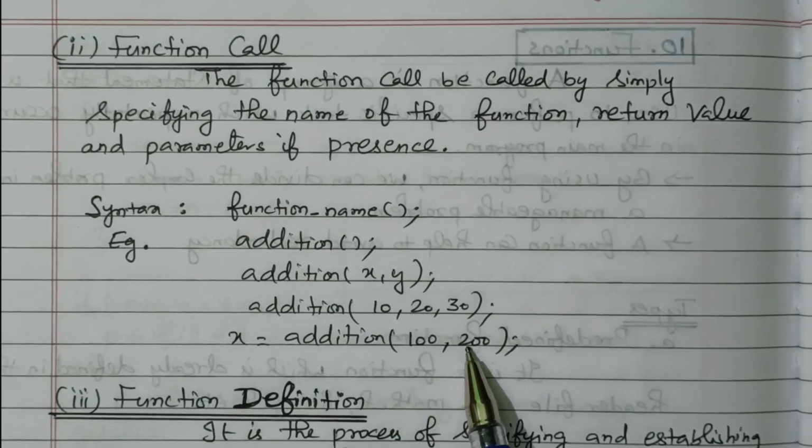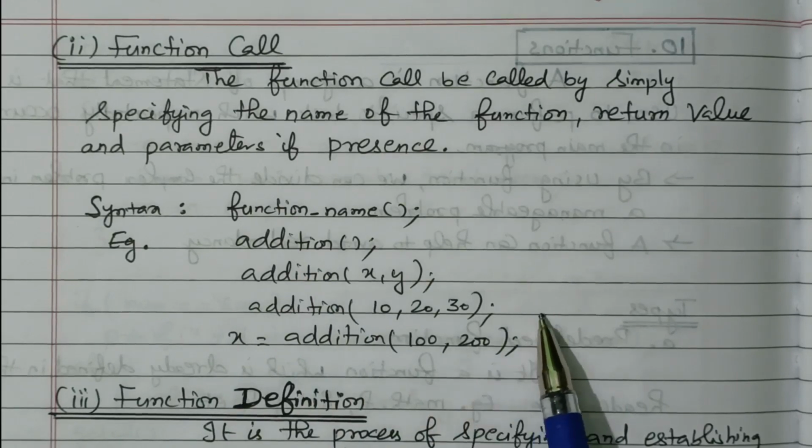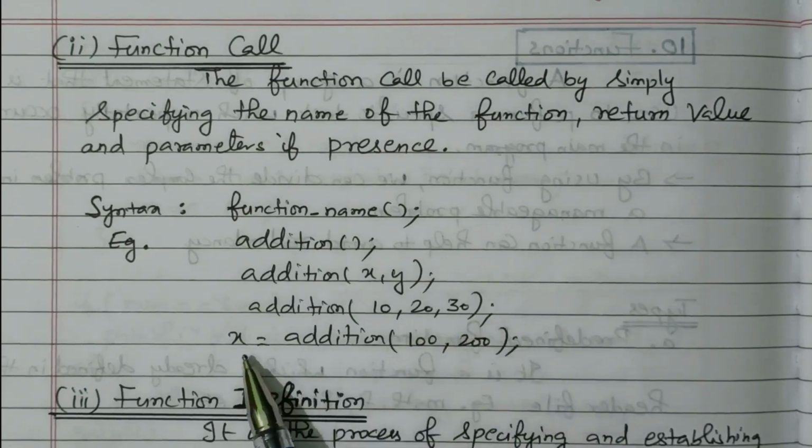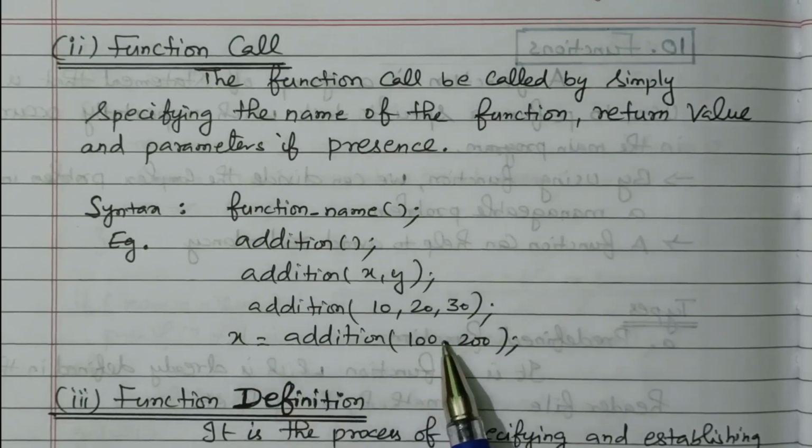We are sending 2 parameters to the function. The function will perform some specific task and return the value. That value will be stored in x. And the important thing is the function will return only one value. N number of values we can pass to the function, but the function will return only one value. It will not return more than one value, right?